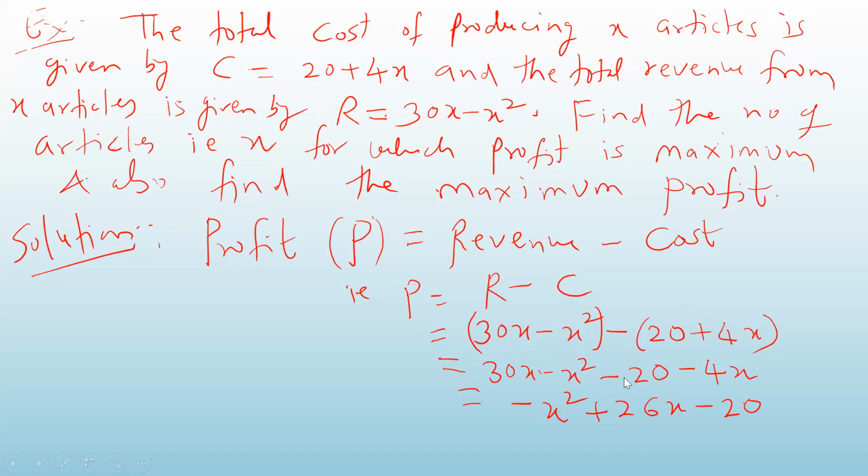And this minus x square, and finally this minus 20. So I have got the expression for profit. This is my formula for profit, correct? Now I was not given the profit directly. I have calculated profit by R minus C. R and C were given to me. Now I have to maximize this profit. I have to find out the value of x at which this profit is maximum.